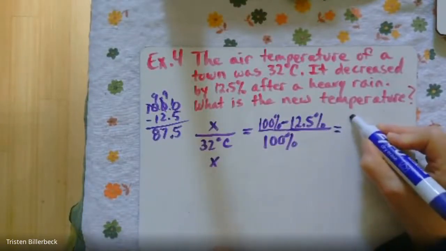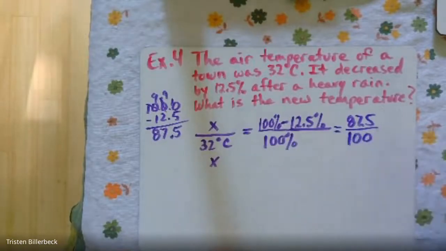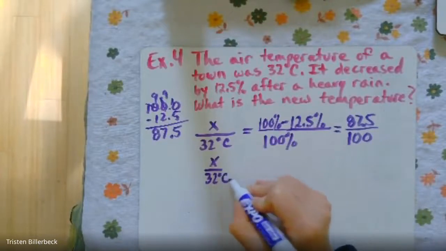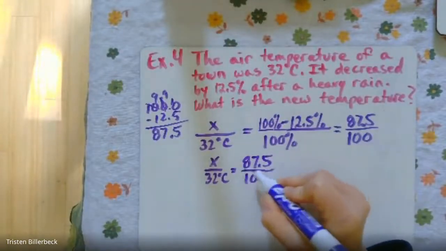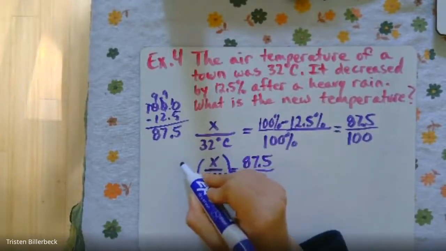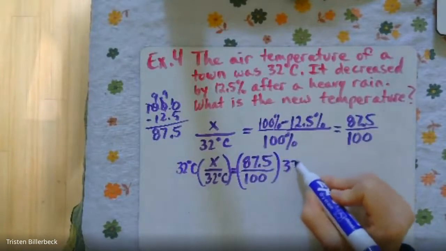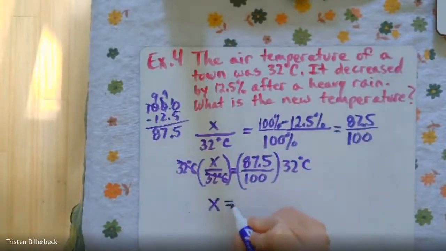Let's first see if we can simplify here. We have 87.5 over 100. Well, let's just leave it as is. So we have x over 32 degrees Celsius equals 87.5 over 100. Since x is being divided by 32, we do the opposite operation of multiplying by 32 degrees Celsius on both sides. That cancels the 32 degrees Celsius, so we have x equals, and then we multiply all of this.